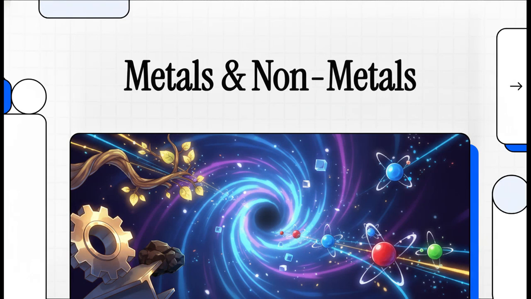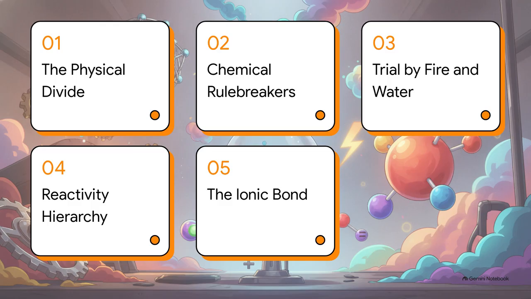Today, we're taking a really fascinating trip that goes straight from the macro to the micro. We're going to deconstruct the materials that make up our everyday world, looking at the fundamental physical differences between metals and nonmetals, and then we're going to zoom way in to understand the invisible forces that actually bind them together. Here's our roadmap for today. First, the physical divide, then the chemical rule breakers, trial by fire and water, the reactivity hierarchy, and finally, the ionic bond. Let's jump right in.